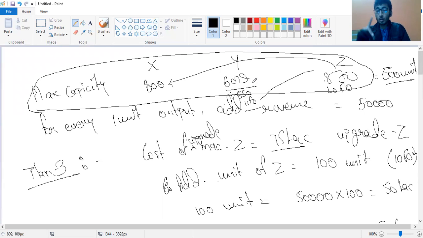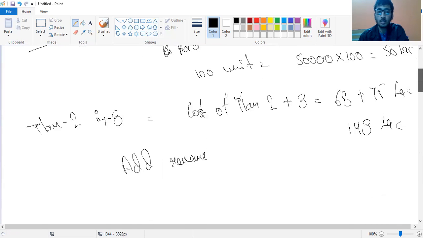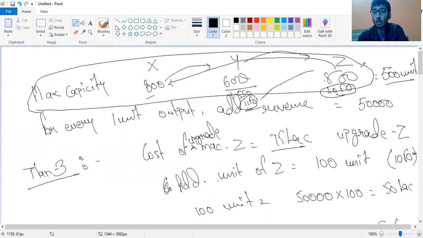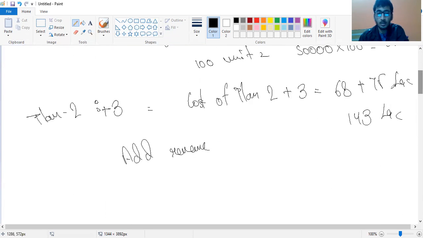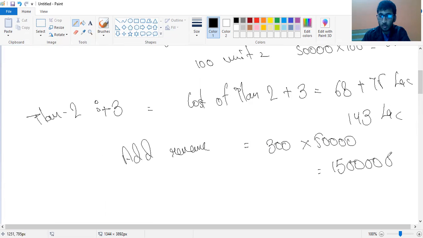However, now after adopting plan 2 and plan 3, Y has capacity 1150 and Z has 1150, but since X is only having 800, 800 would flow to Y and then only 800 will flow to Z. So how much additional can I earn? 500 to 800, I can say 300 units, multiplied by 50,000. How much is it coming? I can say 150 lakh.